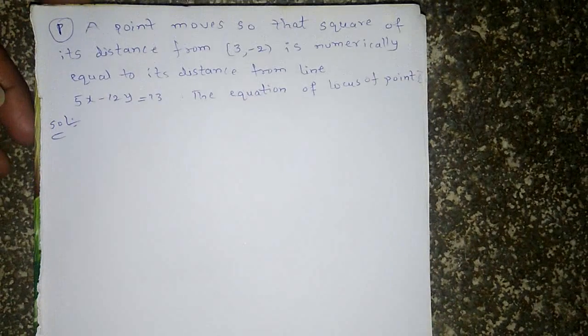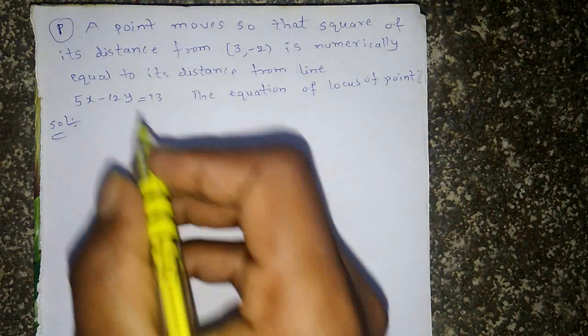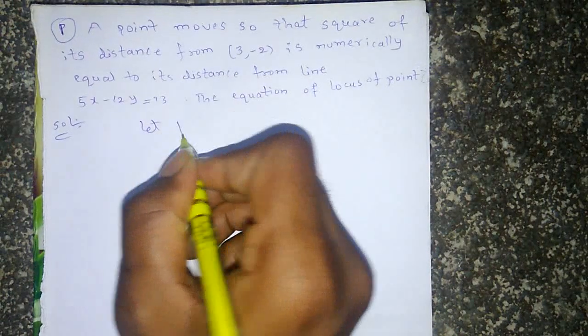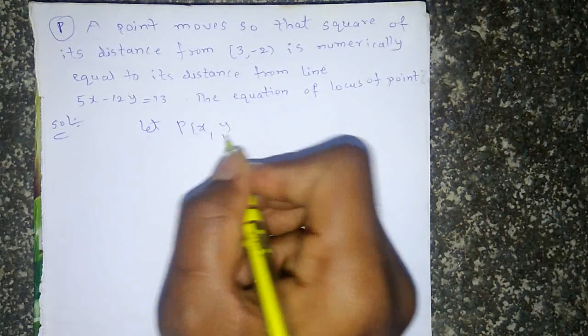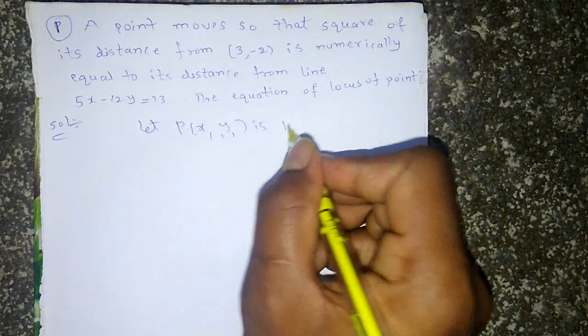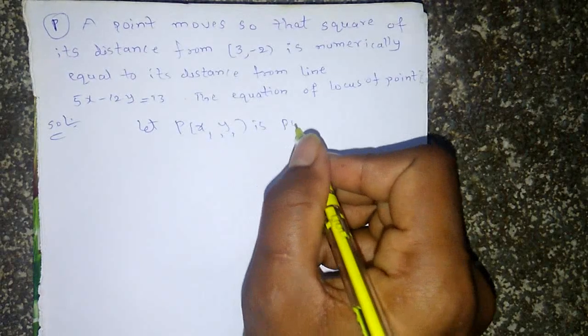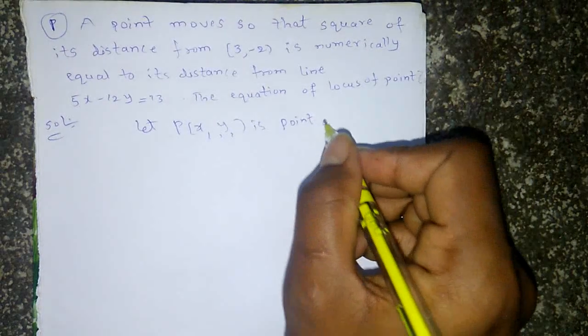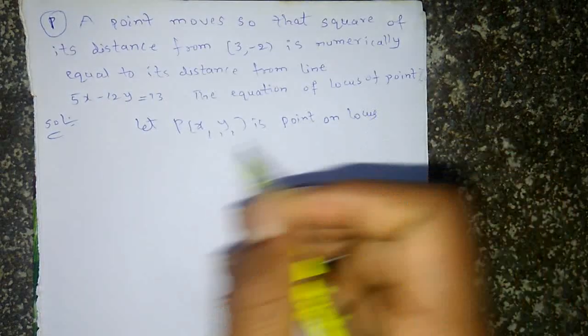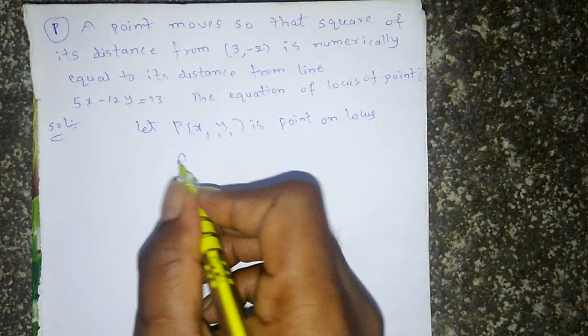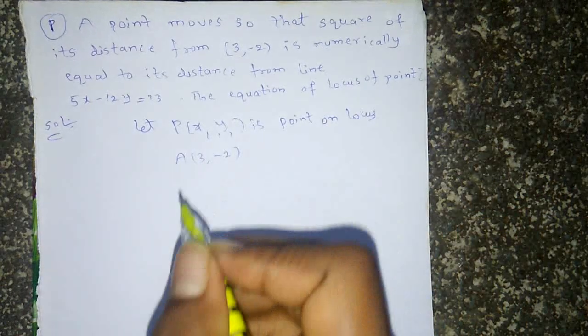Our next problem is: a point moves so that the square of its distance from (3, -2) is numerically equal to its distance from the line 5x - 12y = 13. Then find the locus of the point. So here, let P(x1, y1) be a point on the locus. Given another point A(3, -2).